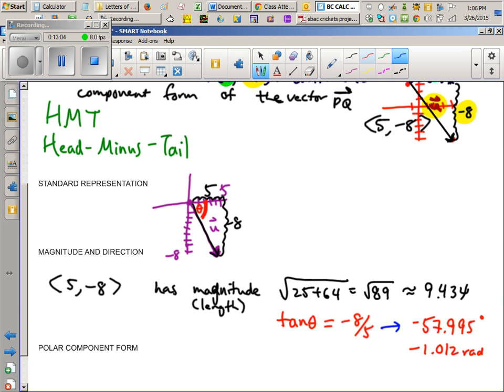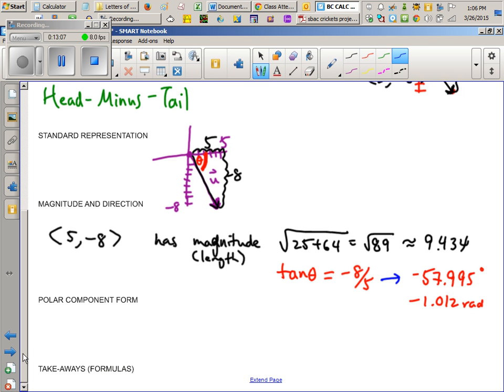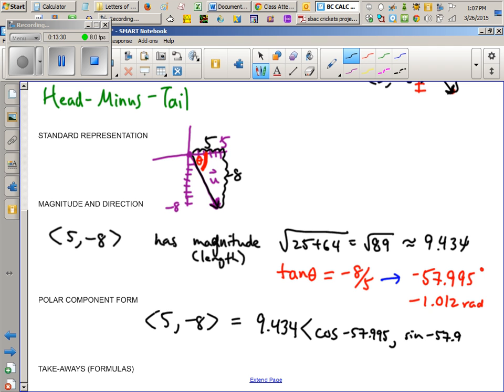All right. Polar component form. Polar component form allows us to rewrite this vector 5, -8 like this. Put the magnitude on the outside, and then on the inside, write cosine -57.995, comma sine -57.995. This is actually the same exact thing as 5, -8. It's exactly the same. Okay?